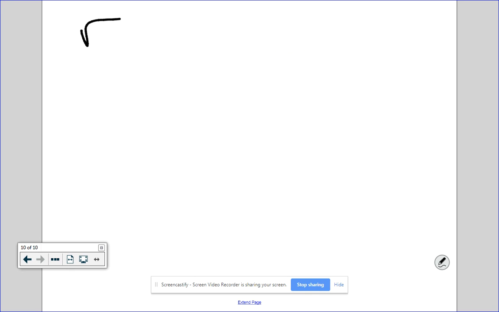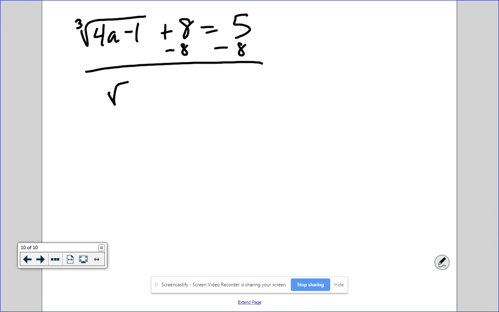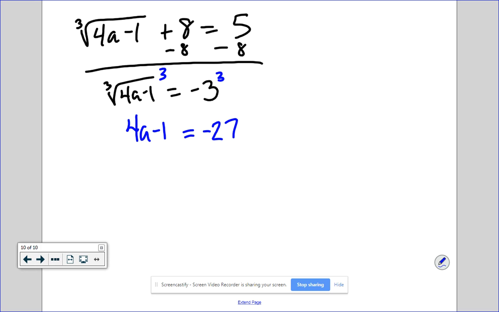Number 9. Third root of 4a minus 1 plus 8 equals 5. So, what do I do first? Isolate the radical, minus 8. So I get third root of 4a minus 1 equals negative 3. Now what? Take it to the third power. So I get 4a minus 1 because the third root and the cube cancel. Third root of negative 3 is negative 27, or negative 3 to the third power. And just solve for a.